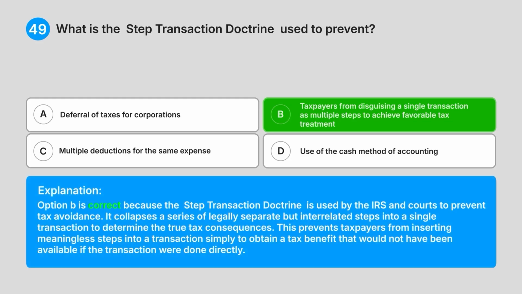Explanation. Option B is correct because the step transaction doctrine is used by the IRS and courts to prevent tax avoidance. It collapses a series of legally separate but interrelated steps into a single transaction to determine the true tax consequences. This prevents taxpayers from inserting meaningless steps into a transaction simply to obtain a tax benefit that would not have been available if the transaction were done directly.